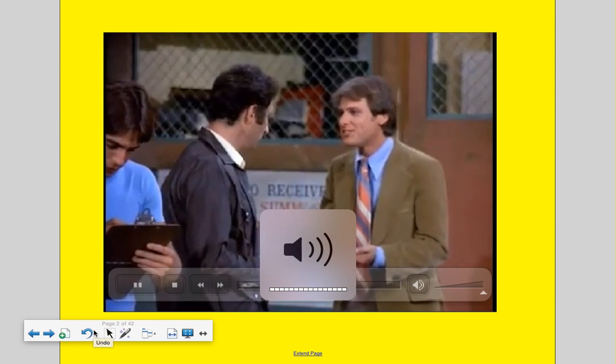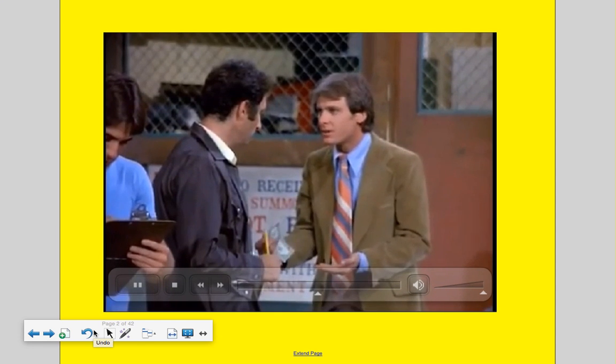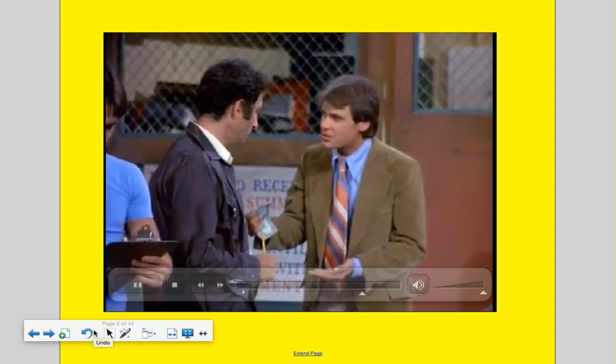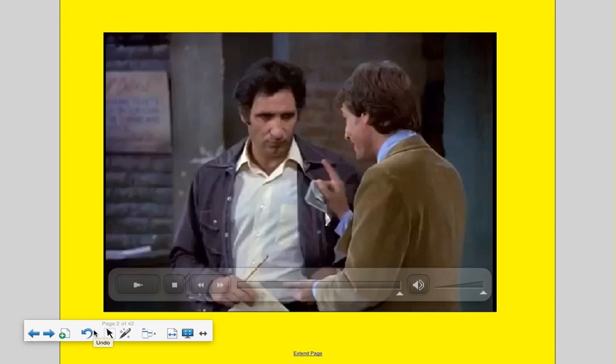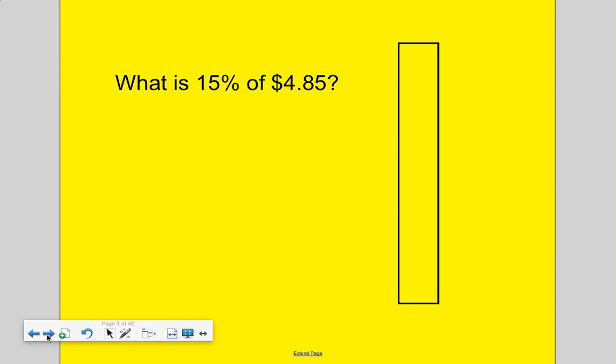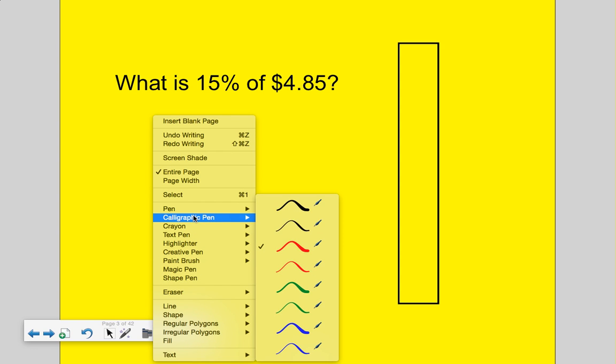I'm sorry. I want to give you a tip. It's just difficult to figure out what 15% of $4.85 is when somebody's looking at you. So I stopped it just before that nosy person answered the question. So what is 15% tip of $4.85? So let's look at our percent bar.